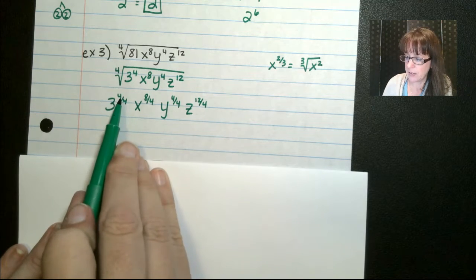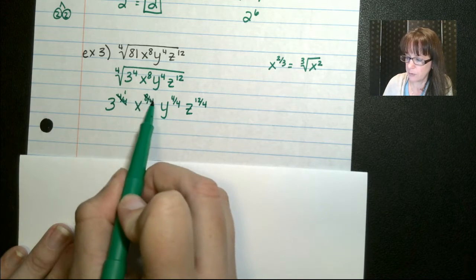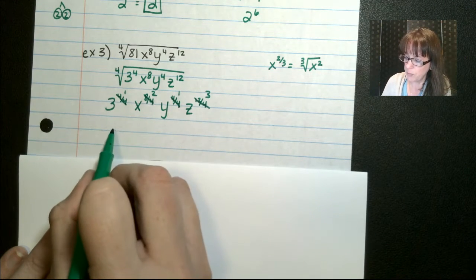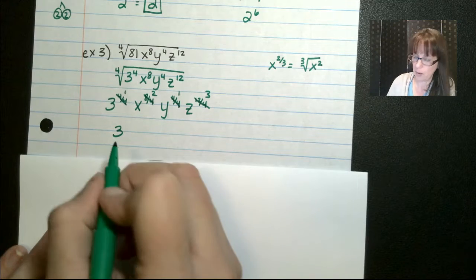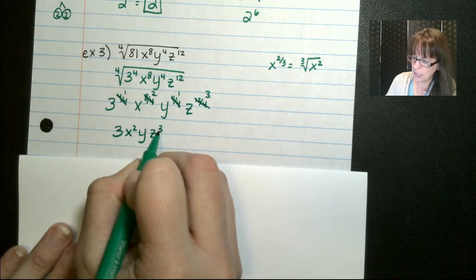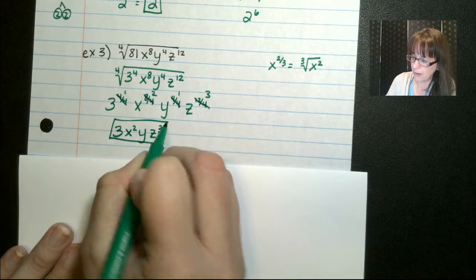Now let's simplify those guys. 4 over 4 is 1, 8 over 4 is 2, 4 over 4 is 1, 12 over 4 is 3. So when we simplify this down, we get 3 to the 1 power, x squared, y to the 1 power, and z to the 3rd power for our final answer.